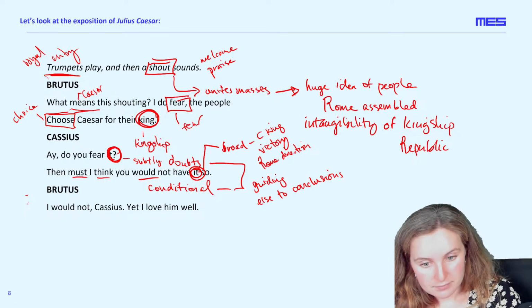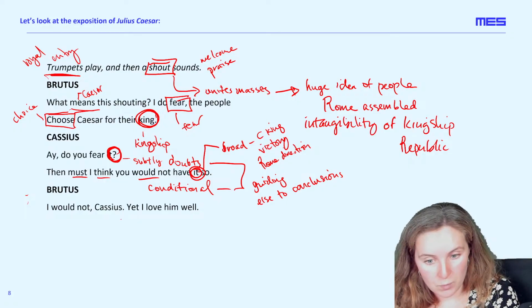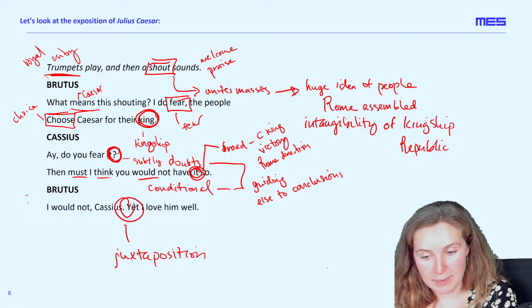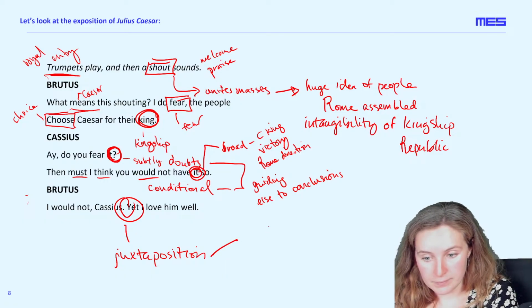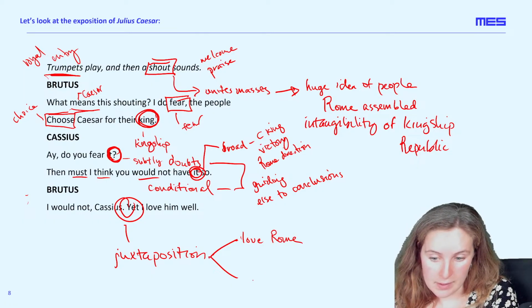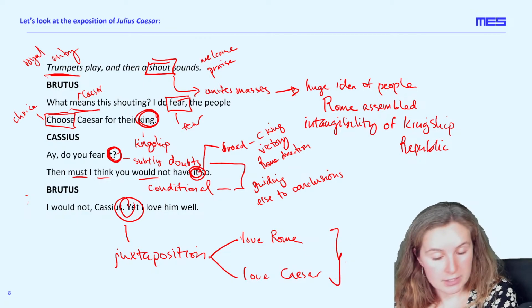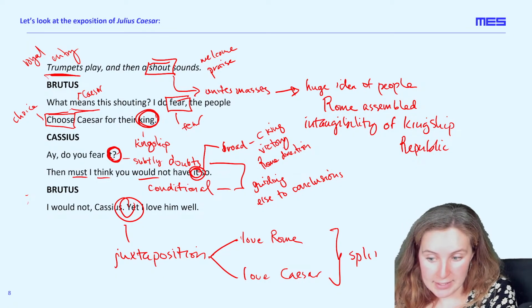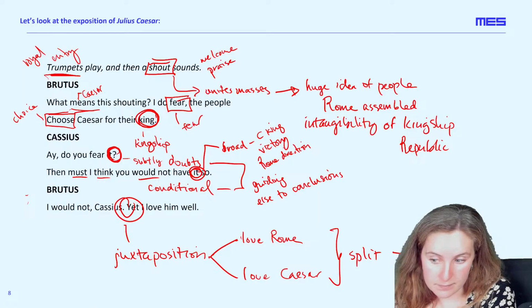Brutus then says, I would not, Cassius, yet I love him well. Immediately here, juxtaposition. And this is going to really foreground our understanding of Brutus across the play. He is going to love Rome and love Caesar. And these are going to currently continue to be the same direction, and at some point these are going to have to split, and he is going to have to choose which does he love more, or which will he save?